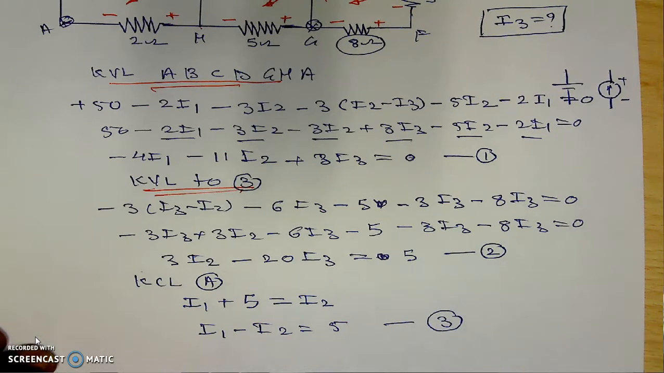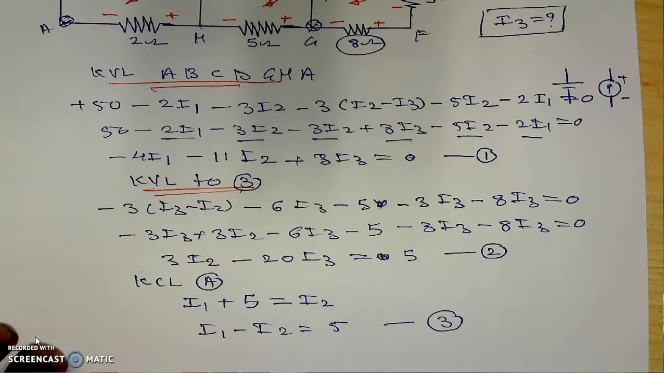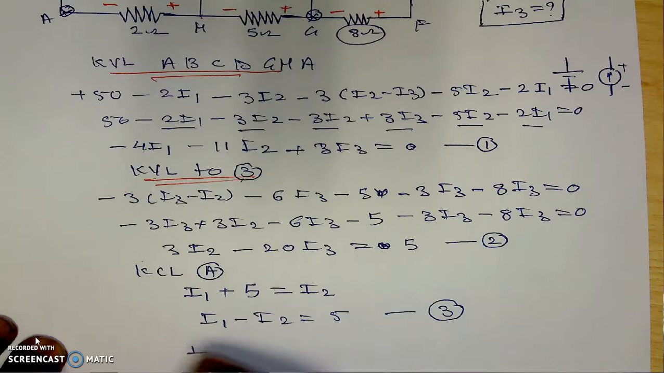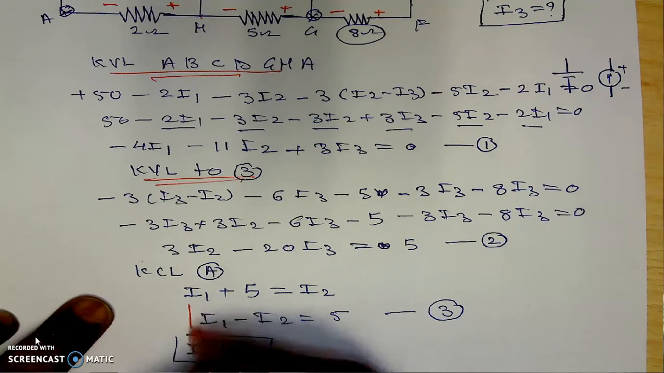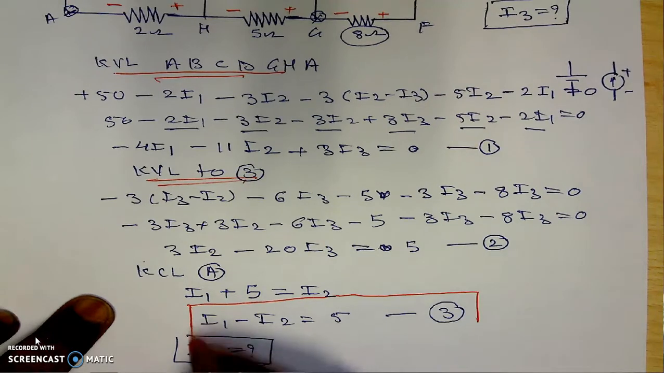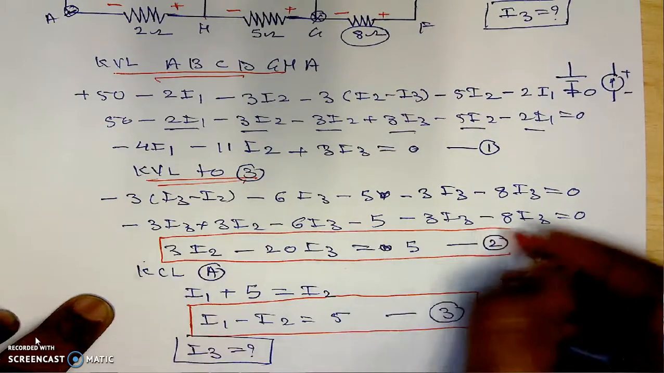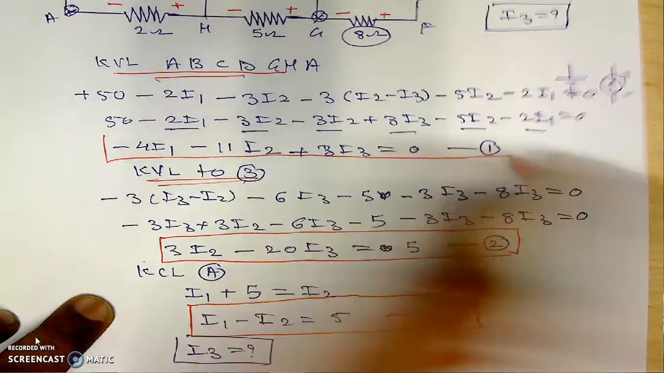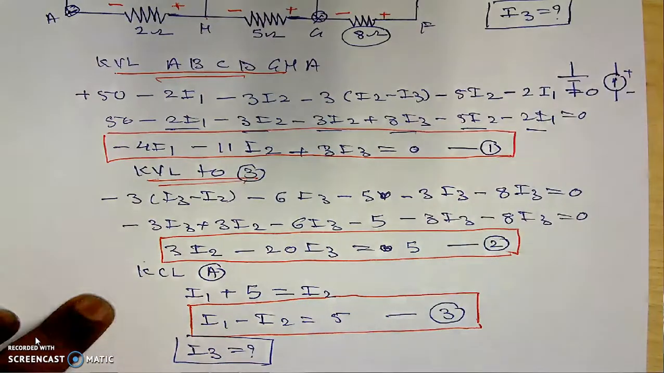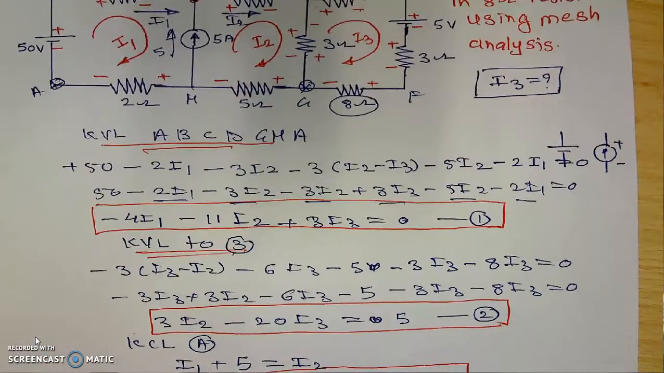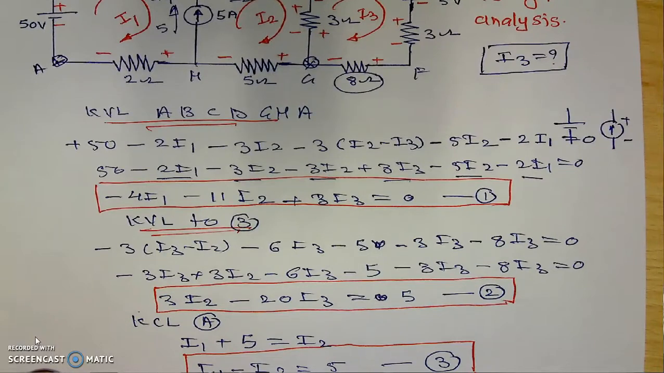Now we have 3 equations and 3 unknowns, and by solving these equations simultaneously we can find the value of the current I3 in this particular case, which is the current in the 8 ohm resistance. Again, I am not going for the calculations, because they are simple if we have the latest calculator. Here we have equation number 2 and equation number 3. Solving these equations simultaneously, we are able to calculate the current in the 8 ohm resistance, and this particular concept is known as super mesh analysis.